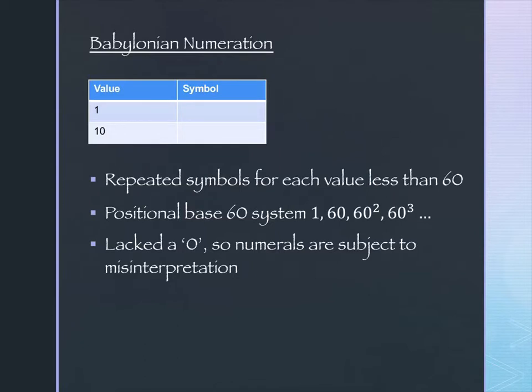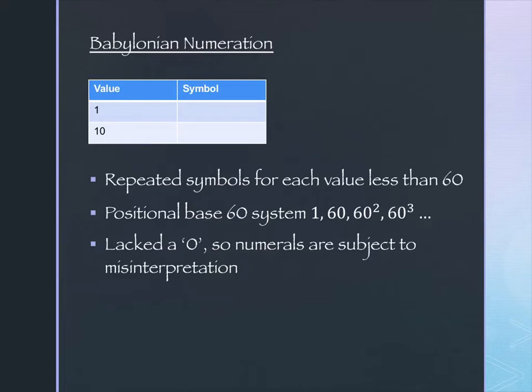Their positional system, however, does not use base 10. It uses base 60. So we have our ones place, we have our tens place, we have our hundreds place, which is 100 or is 10 squared. We have our thousands place, which is 10 cubed. All of theirs are powers of 60. So they have the ones place, the 60s place, the 60 squared place, the 60 cubed place, and so on.